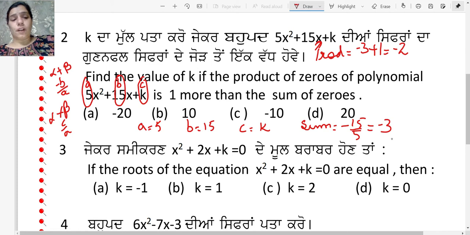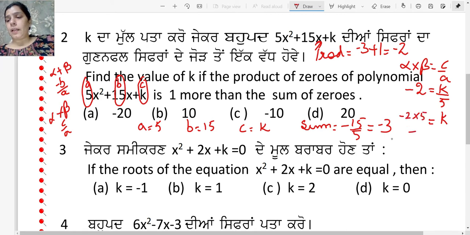And product of zeros from the formula is alpha multiplied by beta is equal to c upon a. Now the value of c is k, value of a is 5, and I want the product to be minus 2. So my 5 on the right hand side it is divided, here it will go and get multiplied. So I get the value of k as minus 10. So my correct answer is option C, that is minus 10.